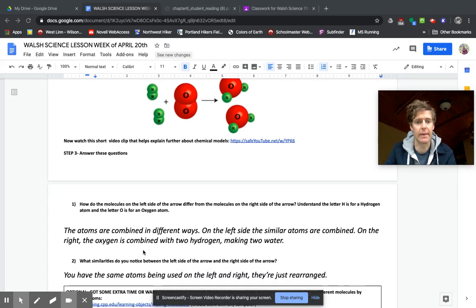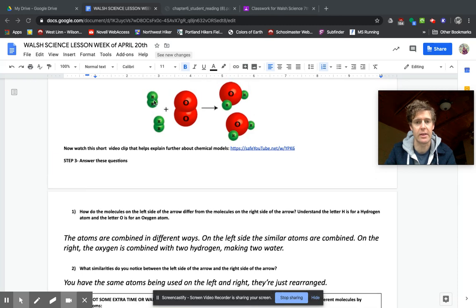And then what similarities do I notice between the left side and the right side? Well, the similarities I notice is that I've got the same atoms and the same number of atoms. They're just recombined. So I've got 4 hydrogen and 1, 2, 3, 4 hydrogen. And I've got 2 oxygen, and I've got 1, 2 oxygen. So they're just being rearranged. They're not disappearing or going away. And that's really an essential concept to what we call conservation of mass, which you're going to explore a little further today.